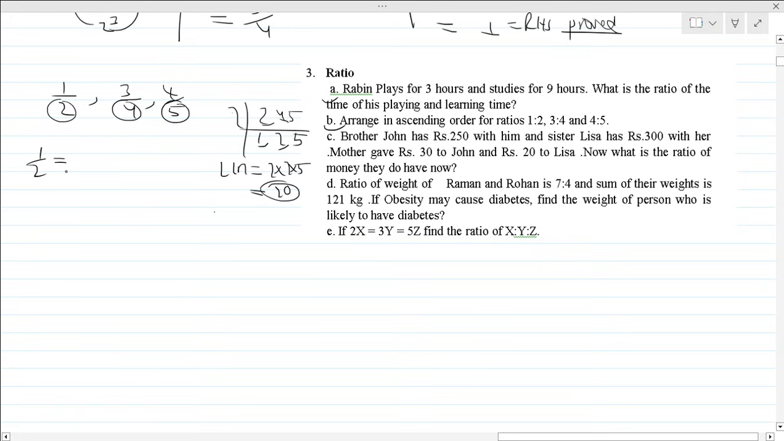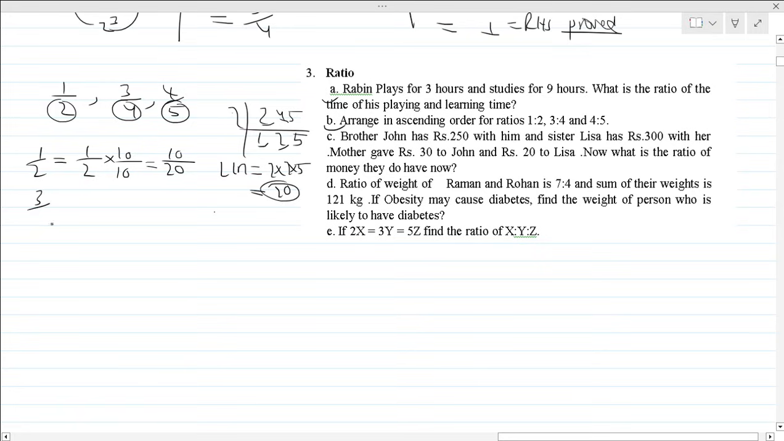So the first fraction or first ratio we have is 1/2. To turn its denominator 2 into 20, we have to multiply by 10. So we get 10 divided by 20. So the first ratio we get here is 10/20. I have converted the ratio into a fraction.